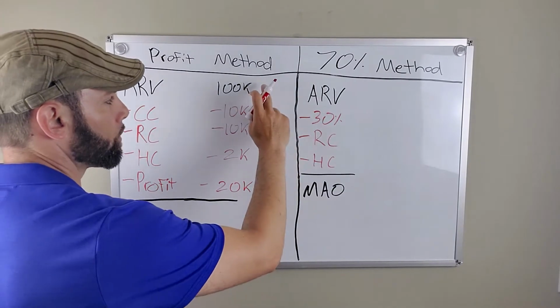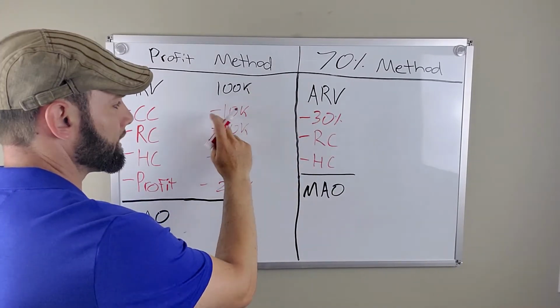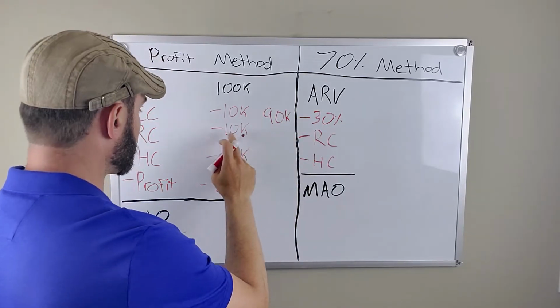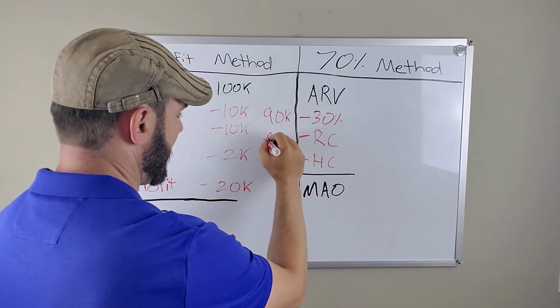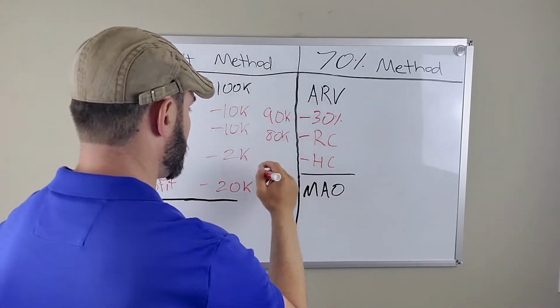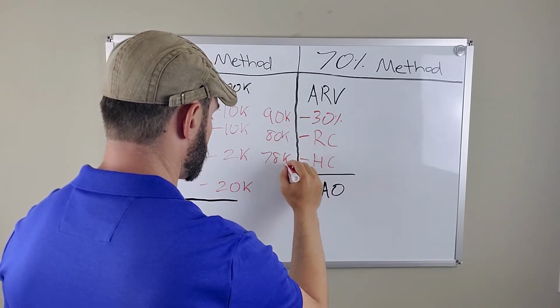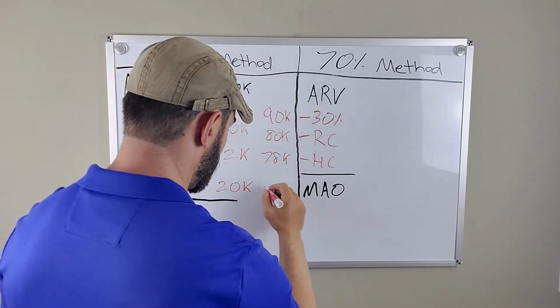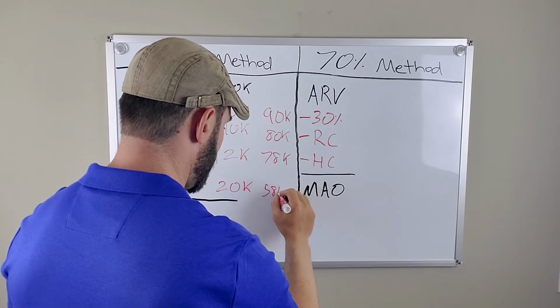I'm gonna sell the house for $100,000. I'm gonna subtract 10K for my closing cost. That puts me at 90K. I'm gonna subtract 10K for repair cost. That puts me at 80K. I'm gonna subtract 2,000 for holding cost. That puts me at 78,000. And I'm gonna subtract 20,000 for my profit that I want, which puts me down to 58,000.